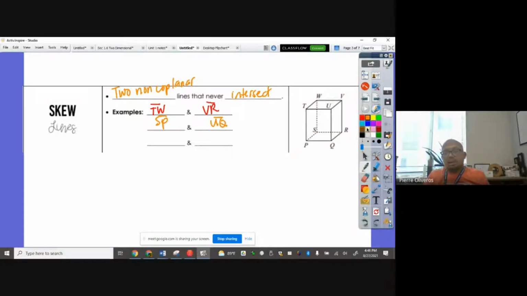What will be the same plane? The same plane will be like TP and UQ. They are the same side of the cube here. So they're coplanar. But we're looking for non-coplanar here. So let's say we try the VW. So VW or WV will be skew to UQ also. Okay, very good. And that's how you find the skew lines.